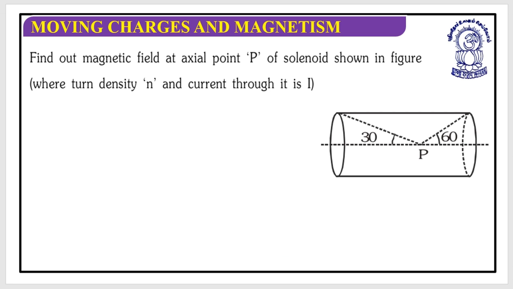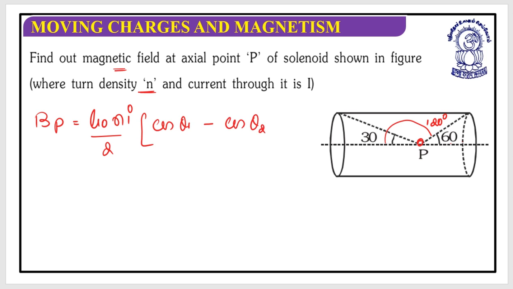It says to find the magnetic field at axial point P at the end of the solenoid as shown in the figure, where you need to take the turn density, that is the number of turns per unit length, as N, and the current through it is I. So this is 30, this is 60, but what I need is this angle. If this is 60, that should be 120 degrees. So now the magnetic field at P could be written as mu naught Ni divided by 2 multiplied by cos theta 1 minus cos theta 2.